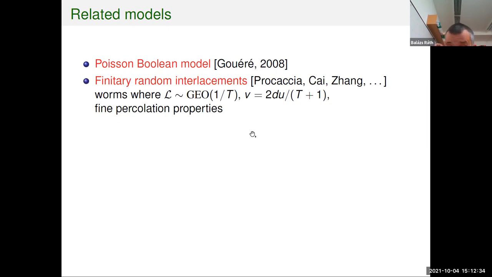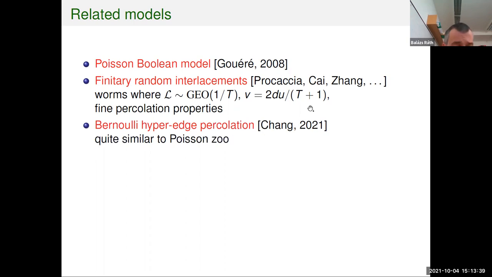I already mentioned that, so I don't want to say more about it. But here is another model called finitary random interlacements. This is a work of Procaccia, Tykesson, Zhang, and others. There are multiple papers written in the last 5 years, some of them very recent. It's like the random length worms model, but the length has a very specific geometric distribution. From our point of view, it's not very interesting because it falls under the realm of finite second moment for the length distribution. Of course there is a non-triviality of phase transition, but they use a different parametrization than ours, and they give much finer percolation properties, not just non-triviality of the phase transition. So they talk about a more specific model, but give much more detailed results about the percolation phase transition.